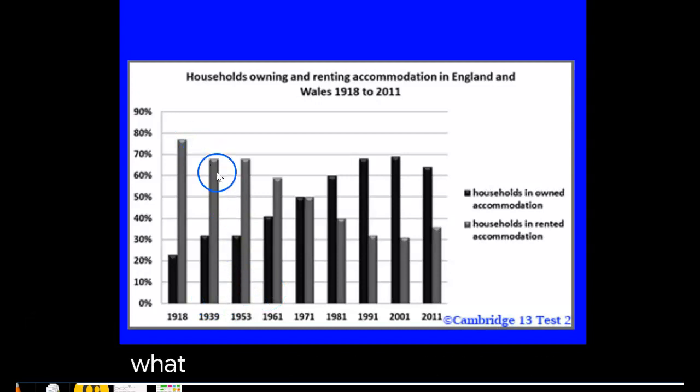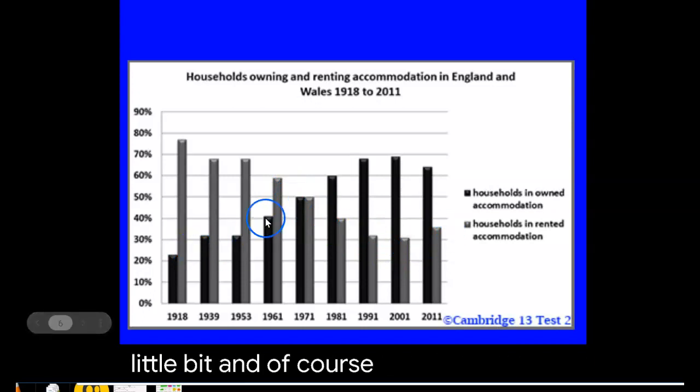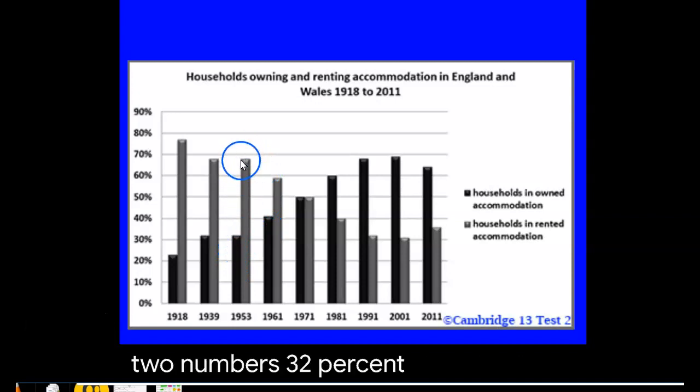Okay, and then what happens after that? Well, then it goes down, flattens out, back up a little bit. And of course, these two numbers, 32%, line up with 68%, and when you add them together, you get 100%. This is very remarkable. This is a main feature right here in the middle. There was a point in the early 70s where they were equal.